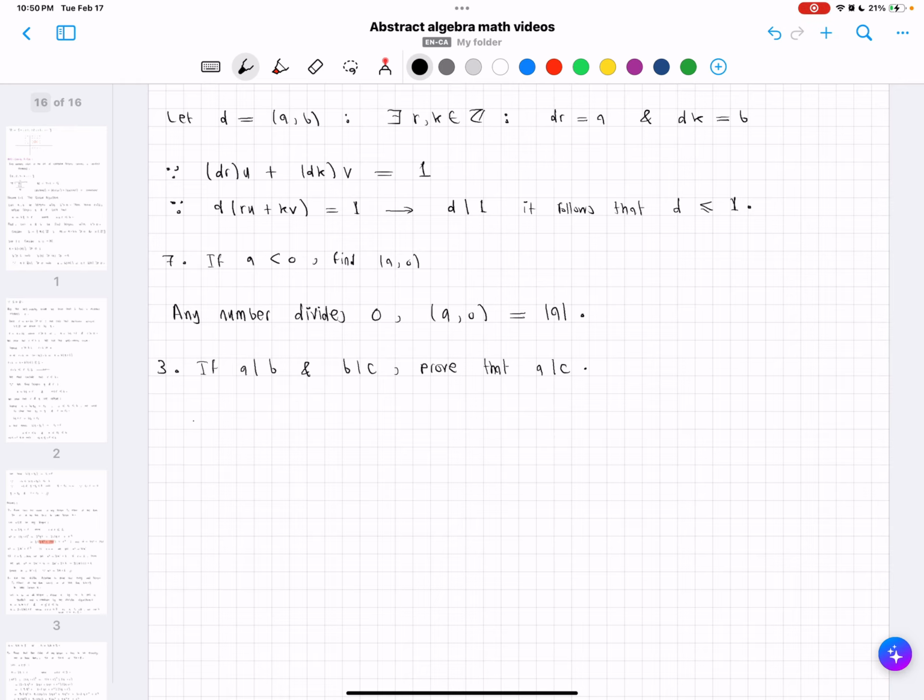So, well, if a divides b, then you can reach b by a, and similarly, you can reach c by b. So in particular, you've reached c by a.